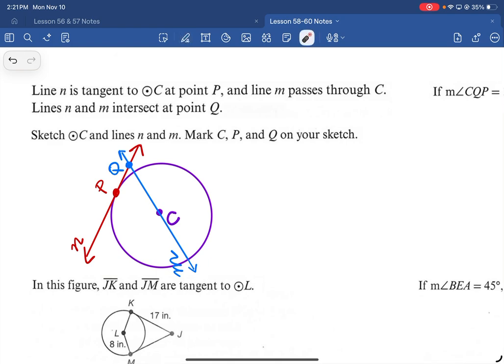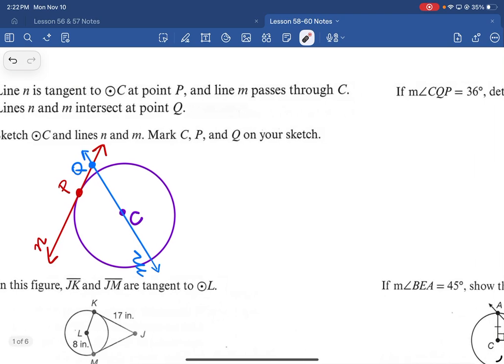Okay, let me see if I follow directions. It said sketch circle C. Okay, got that. Lines N and M, here and here. Yep. Mark C, P, and Q. So C, P, and Q. All right. I followed all the directions. This would be the answer.